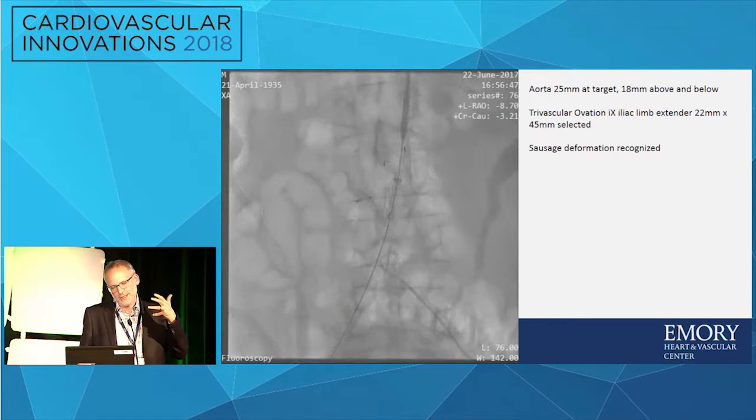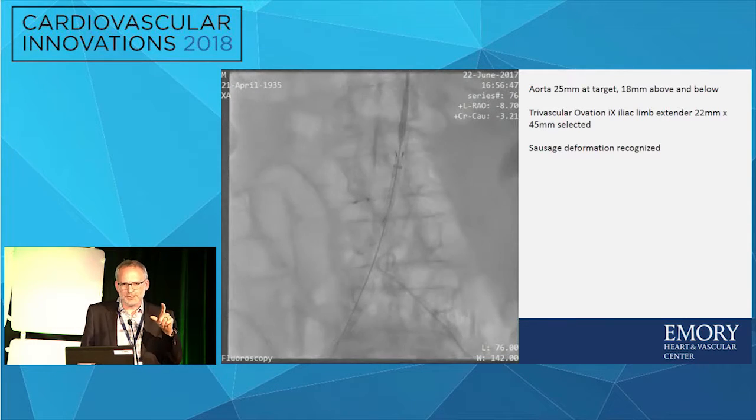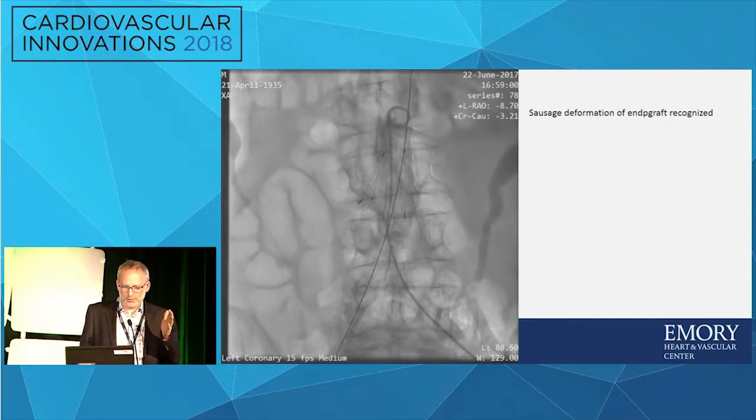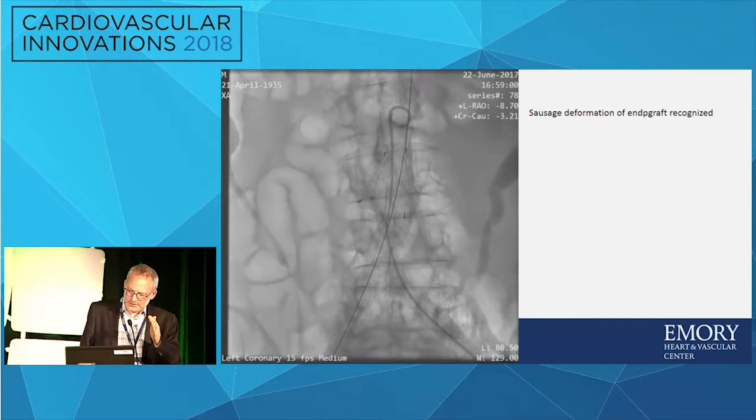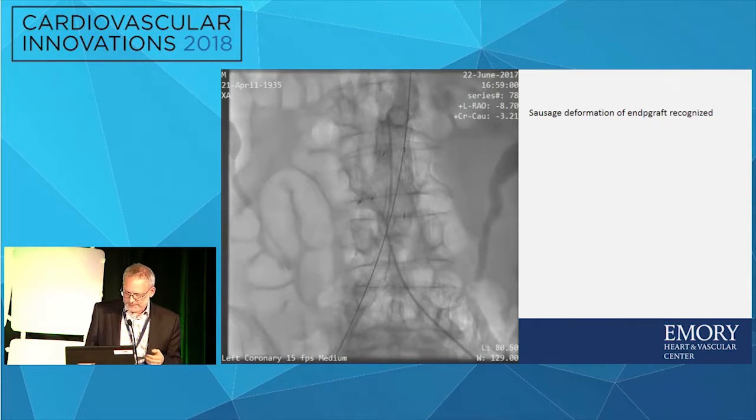And here's a Trivascular iliac limb extender. These are self-expanding covered stents, but it's only 45. And so then you could also predict, well, when it's so short like that and it starts to sausage into that little pouch, well, now the ends are bent inwards, so you're not getting the seal that you really want to get with these grafts.